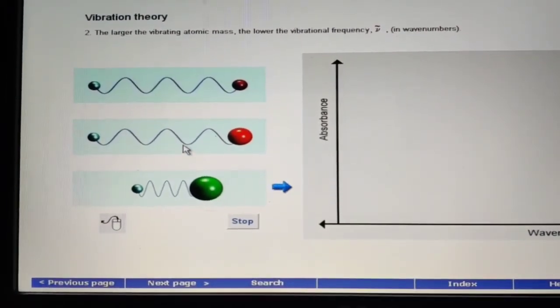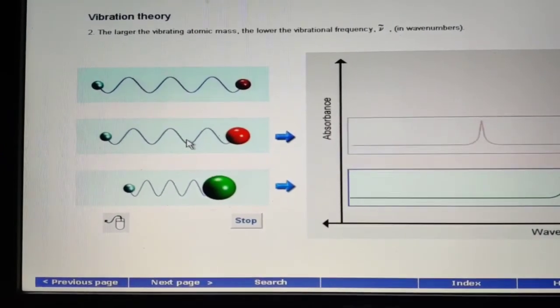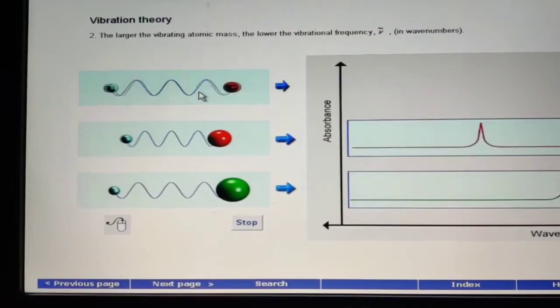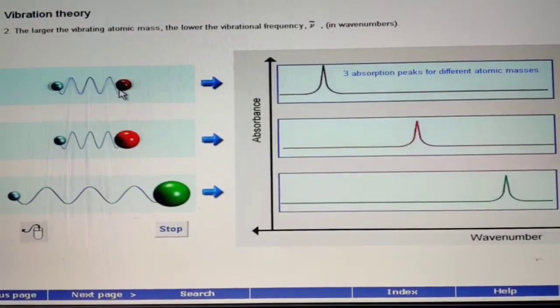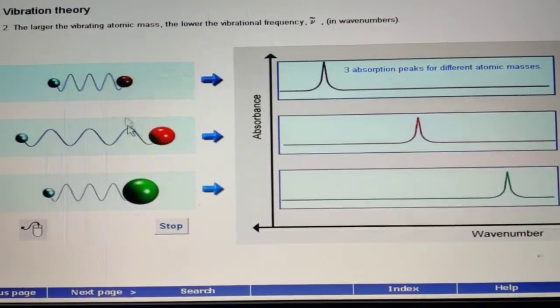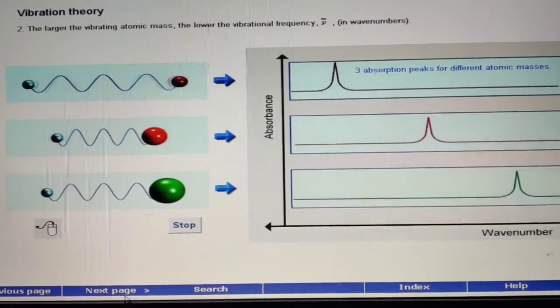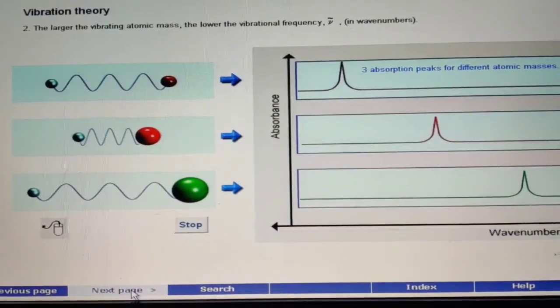Now take the reduced mass, that means M1 and M2. If there is much difference in the masses, the frequency is less. But if the masses are almost the same, the frequency is more. So the relation between reduced mass and frequency is inversely proportional. That is why the C double bond O frequency is different from C-H or C-N.